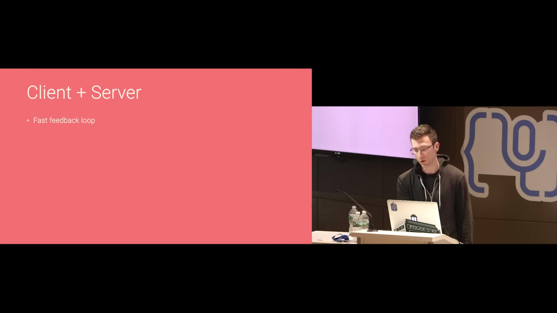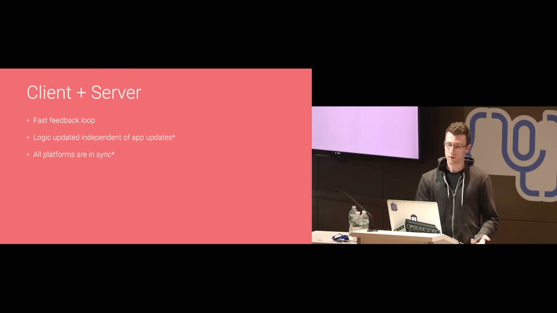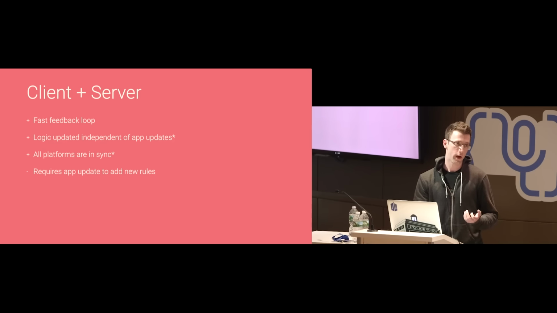Once again, you have a fast feedback loop because all of your logic is being executed on the client. Your logic can be updated independent of app updates, and all your platforms are in sync. However, there's asterisks on there because this is only true if you don't add new variables to the equation. So in our username example, I've been talking about minimum and maximum length of username, and that's what the client is programmed or knows how to check. However, if you wanted to add a new rule where you have valid characters, then now you still need to push out another app update so it knows to check these new values being provided by the server.